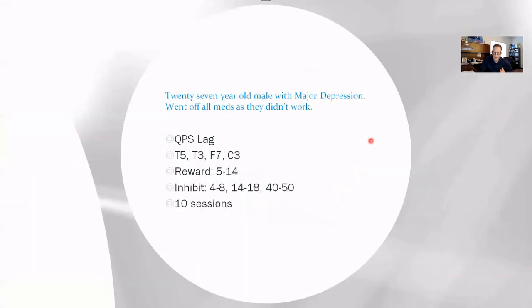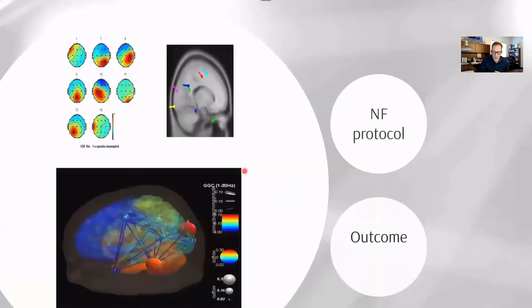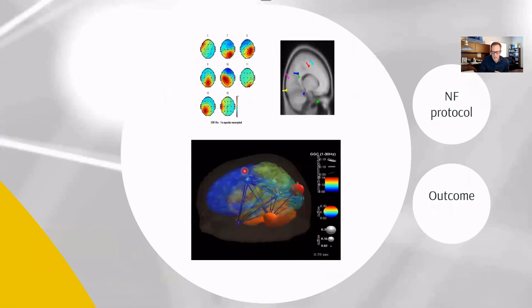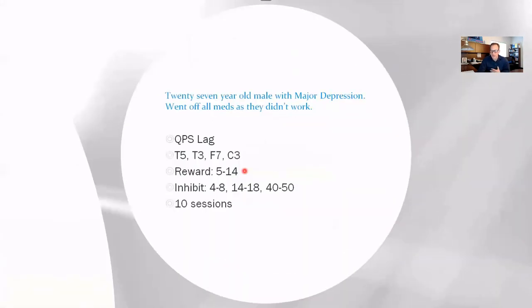So we then go to their neurofeedback protocol designed based on that. We did a form of QPS average, which we've talked about, where we trained T5, T3, C3, and F7. So all across that network we just identified. We located their coherence band to train coherence up in the reward band from 5 to 14 hertz. If we go back, we can actually isolate the frequency in that connectivity analysis of what the reward band should be. Hopefully you'll see that in our other analyses.